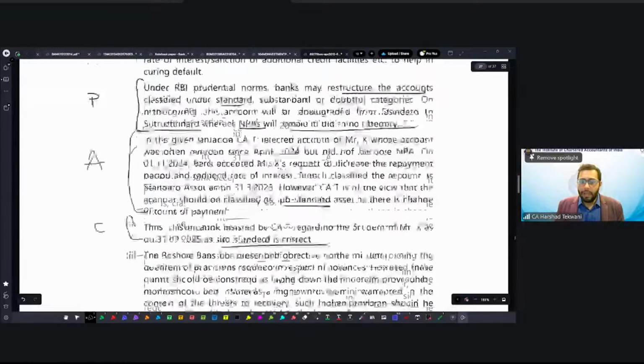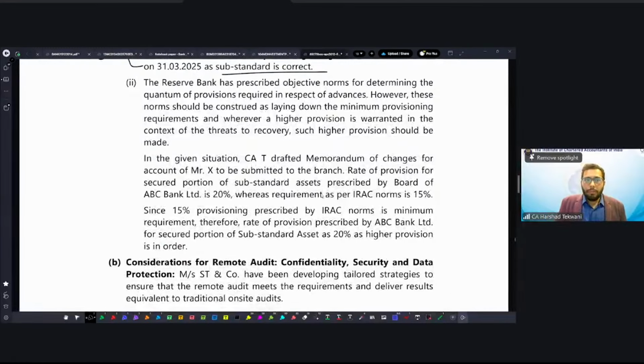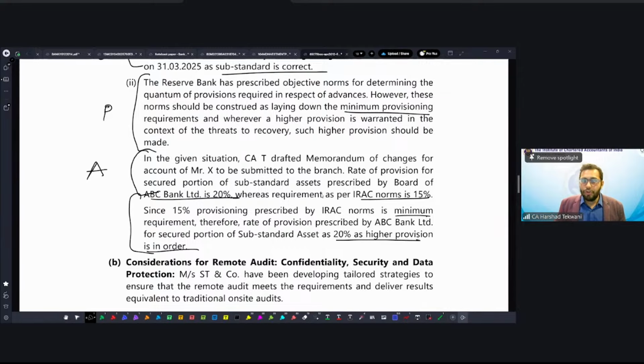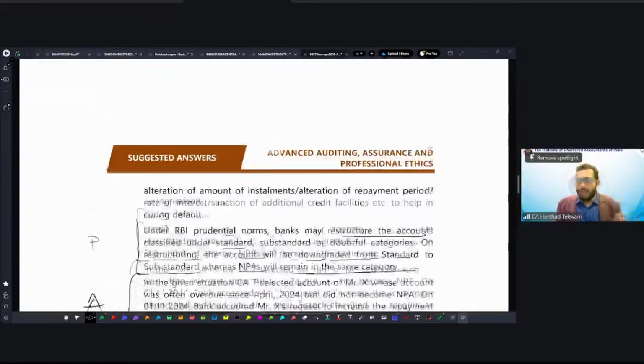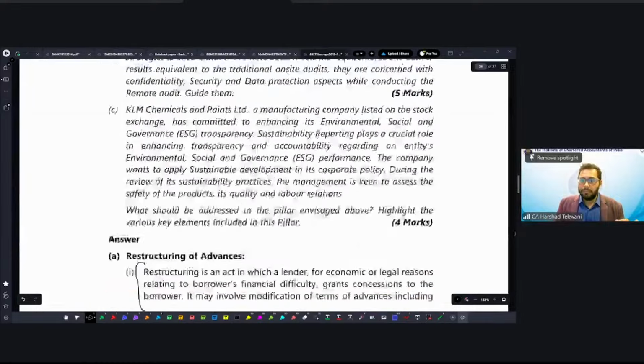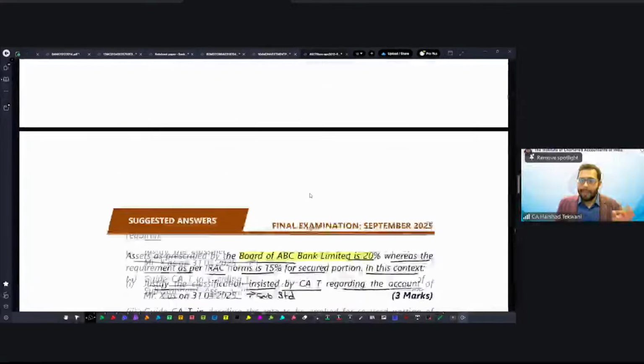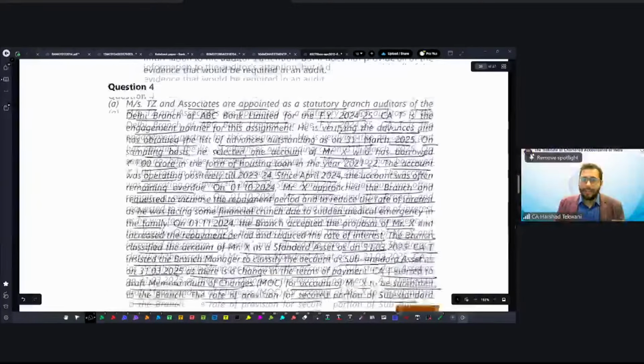Similarly, with the percentage one, these percentages are the minimum provisioning requirements. This is the analysis: in this case, the IRAC norm is 15%, whereas the bank's is 20%, which is more stringent. Since IRAC is the minimum, the 20% higher provision should be followed. This is the conclusion. So follow the PSE approach everywhere and answer the question accordingly. That was in the recent last exam, basically.